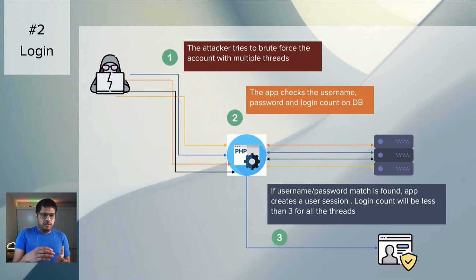So there is the attacker trying to brute force the account, and obviously the attacker, instead of trying it one by one, is sending parallel requests, and all these requests will go to the PHP application. The application will check the database. It will check if it can find a username and password match. It will also check the login count. And if a username password is found, the application will create a user session, only if the login count is less than 3.